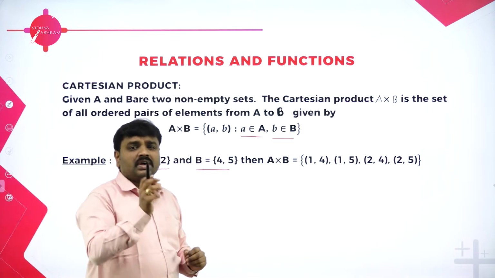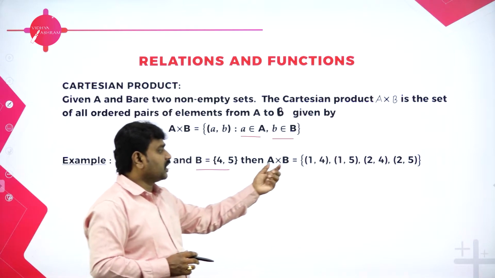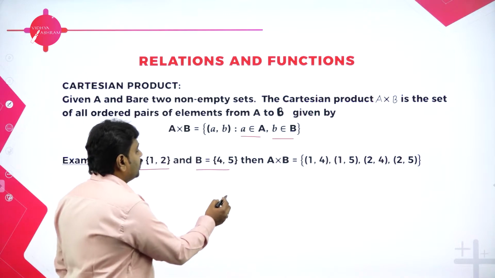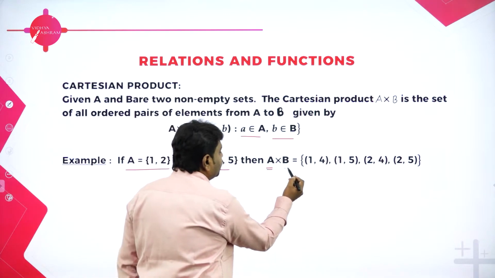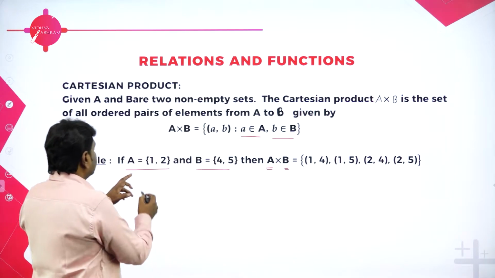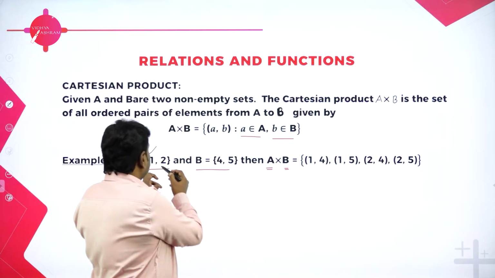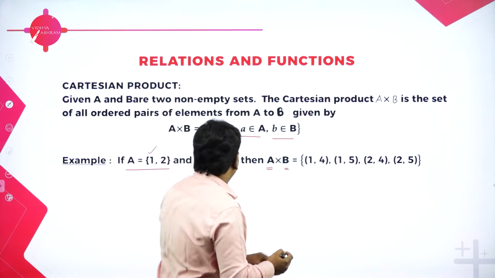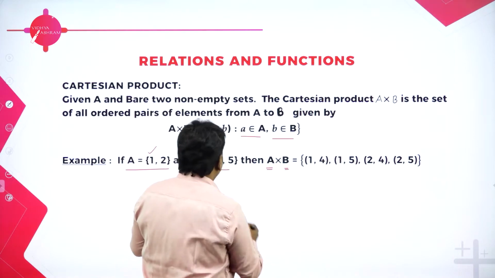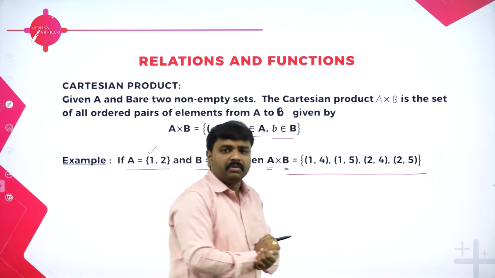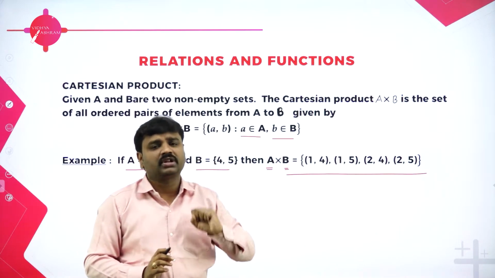A cross B means what? Cartesian product. So Cartesian product contains only ordered pairs. We call them as ordered pairs, and first element should come from first set and second element should be from second set. So first element 1, club 1 with 4, (1, 4) we have written, then club 1 with 5, so (1, 5), then club 2 with 4, (2, 4), then 2 with 5, (2, 5). So this is called as A cross B. Remember, A cross B and B cross A both are not same.